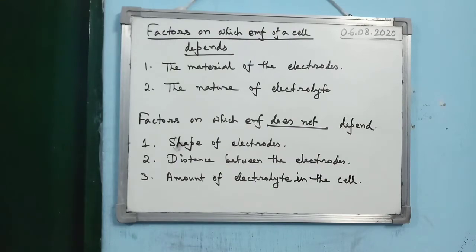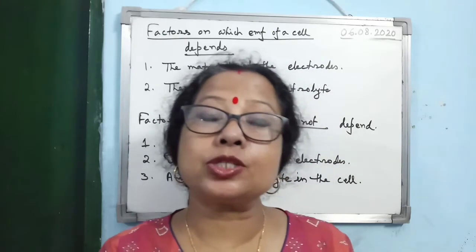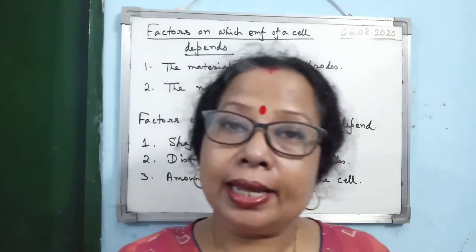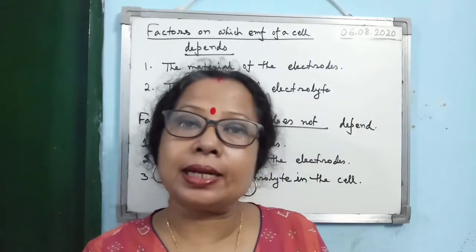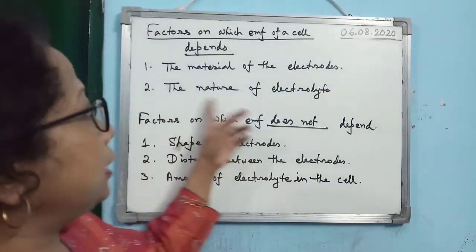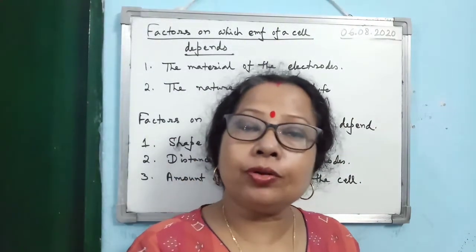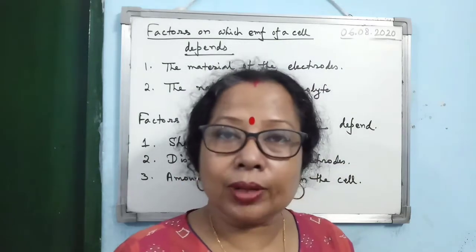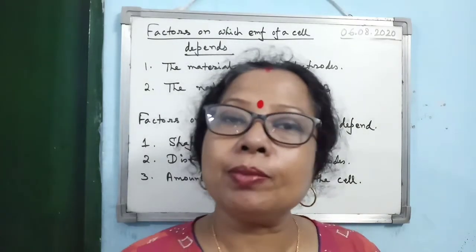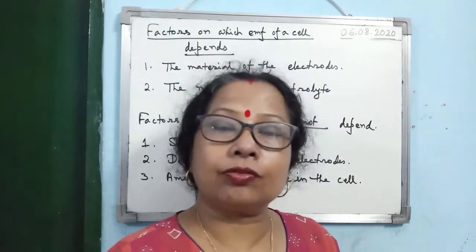Now factors on which EMF of a cell depends. EMF of a cell depends on the nature of the electrodes, means what are the electrodes you are using. Means as I said, I have used zinc and copper. Alright, in place of zinc and copper, if you use carbon and zinc, then what will happen? EMF will change. And it also depends on the nature of the electrolyte. Means I have taken dilute H2SO4. So instead of dilute H2SO4, if you take ammonium chloride or any other thing, okay, lead sulfate, then what will happen? The EMF of the cell will change. So EMF of the cell actually depends on the nature of the electrodes and nature of the electrolyte.